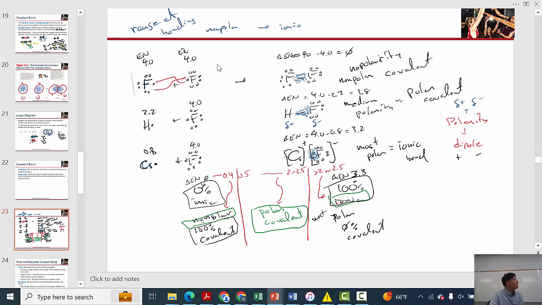Then when we go up here, there's no skewing of the electron cloud, and it's evenly shared. So we end up with zero charge here and zero charge here, and that's what we call nonpolar. There's no separation of charge.